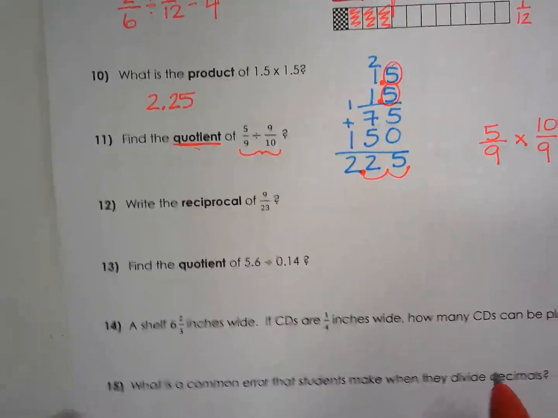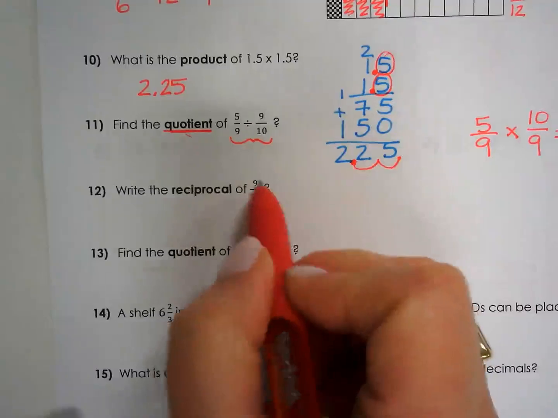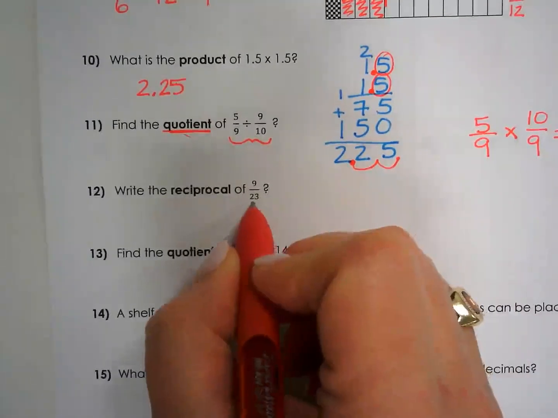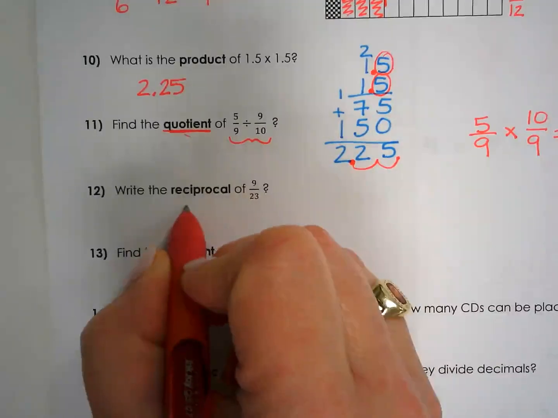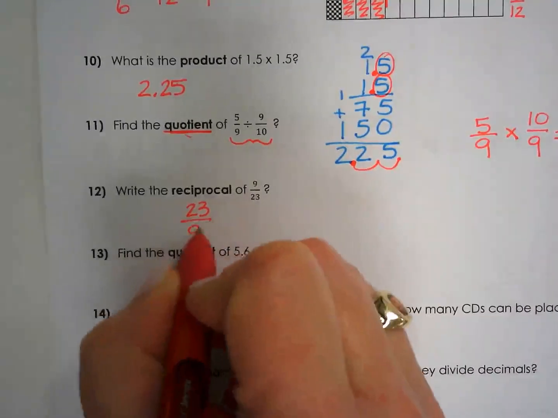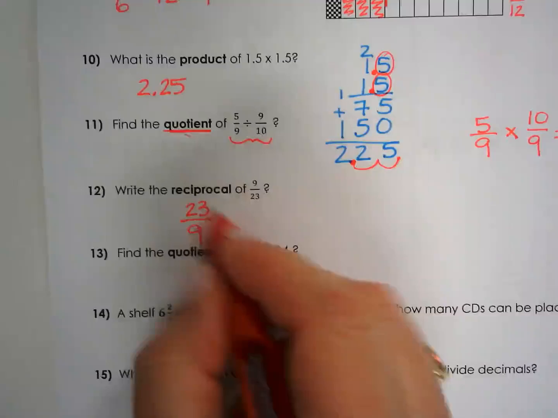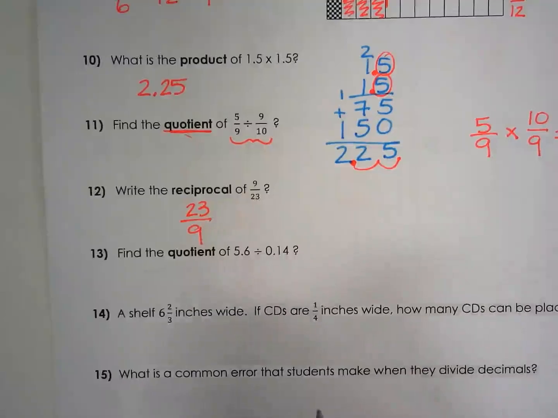All right, question number 12 simply asks you to write the reciprocal. Remember, a reciprocal is a flipped over version of a fraction. So instead of 9 23rds, the reciprocal will be 20 ninths. And you do not have to change that to a mixed number. We wanted the reciprocal. We wanted to see what it looked like when it was flipped over.